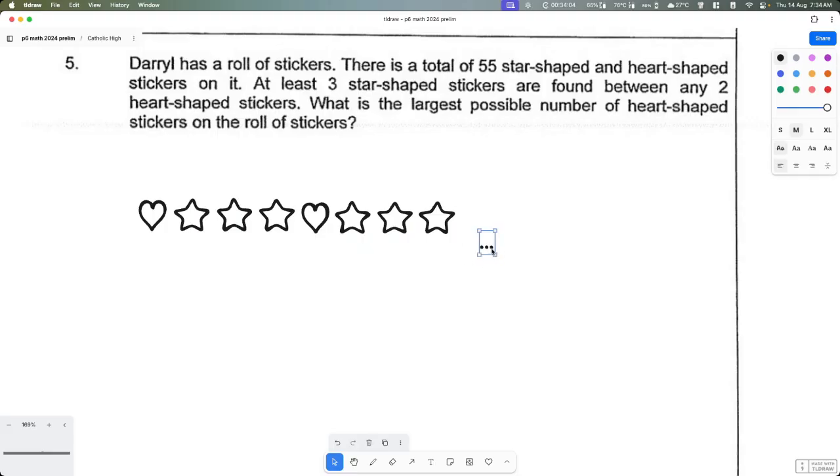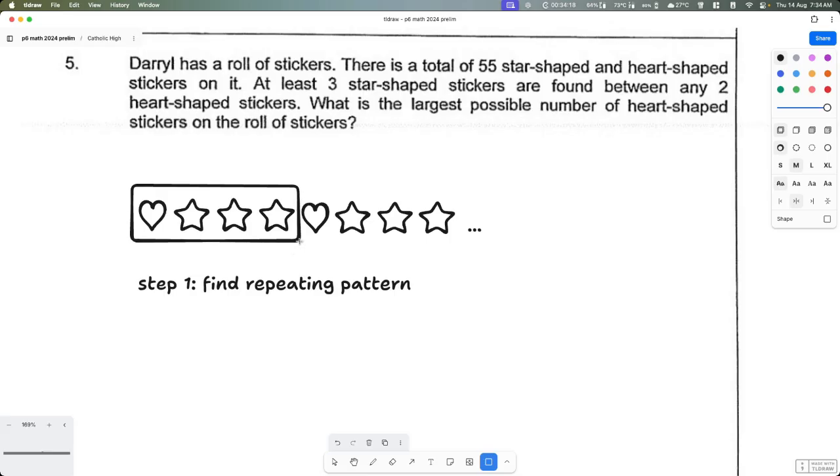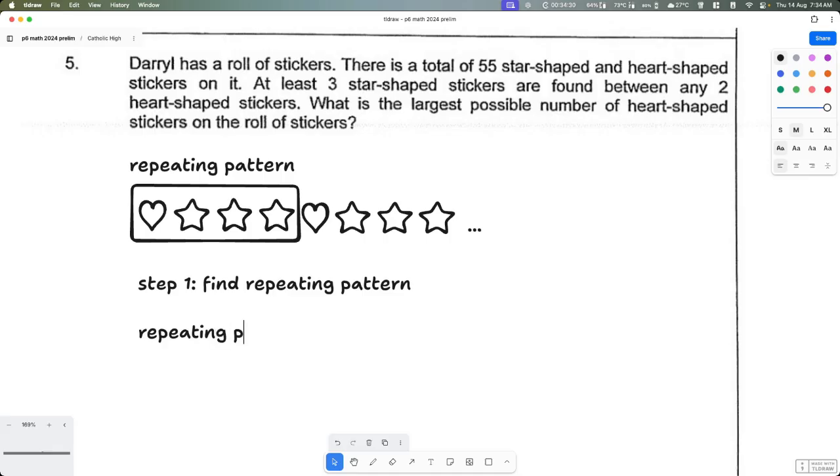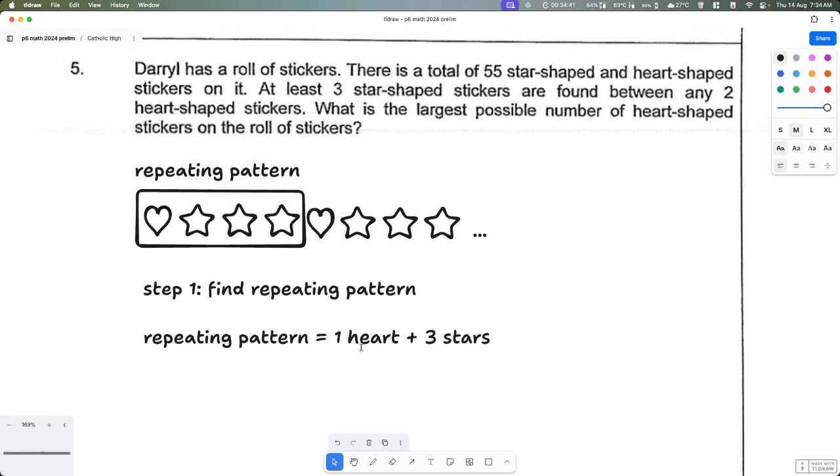In this case, step 1 is to find a repeating pattern. So this is the repeating pattern over here. That means one repeating pattern is equal to 1 heart plus 3 stars. Now we know there is a repeating pattern like this between 2 heart shapes.